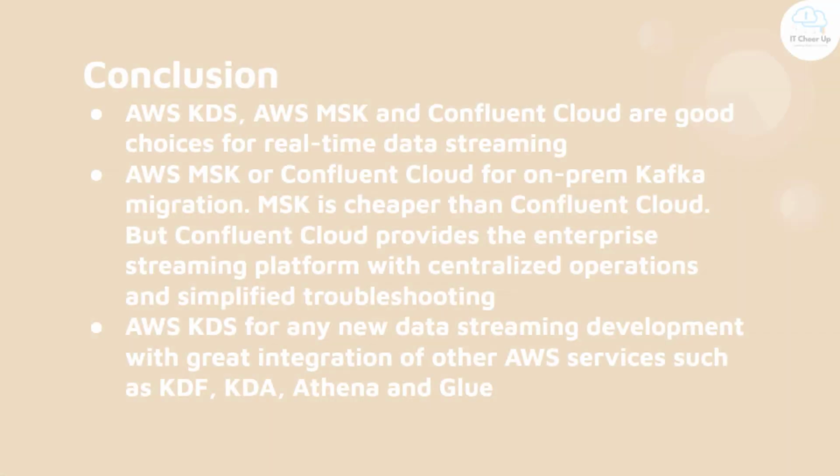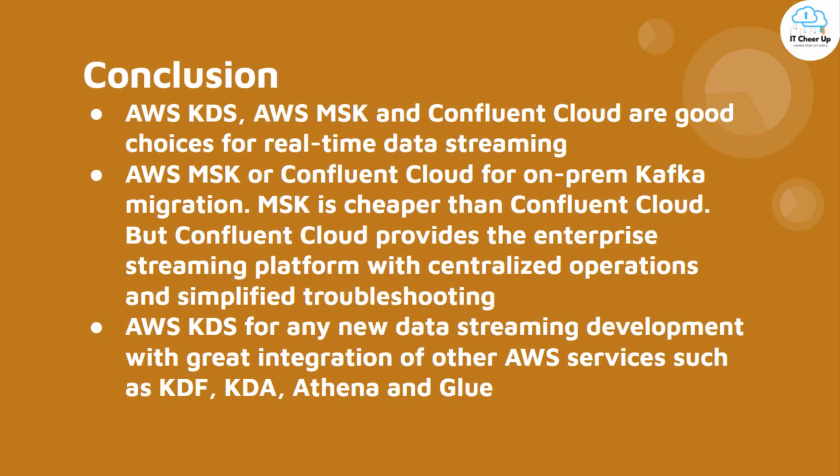Here's my conclusion. If you are using Apache Kafka on-prem, then do a trial on AWS MSK and Confluent Cloud. If AWS MSK can provide all your requirements, then use AWS MSK. It is cheaper than Confluent Cloud. However, if you are looking for an enterprise streaming platform, then choose Confluent Cloud.